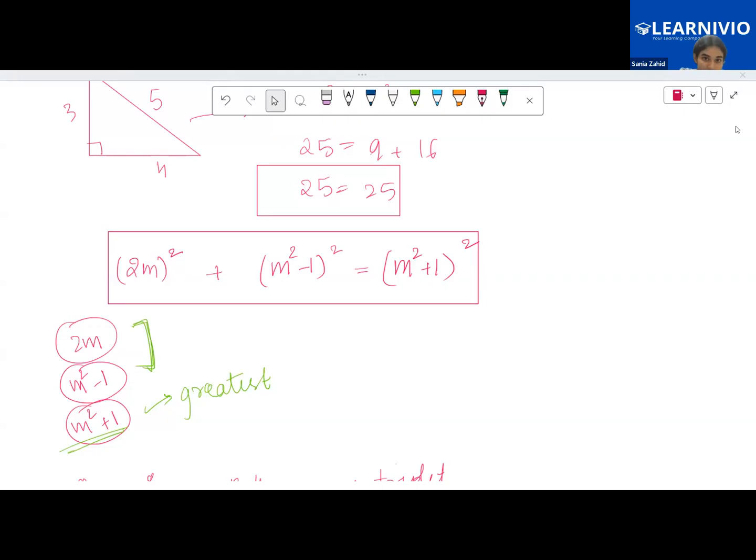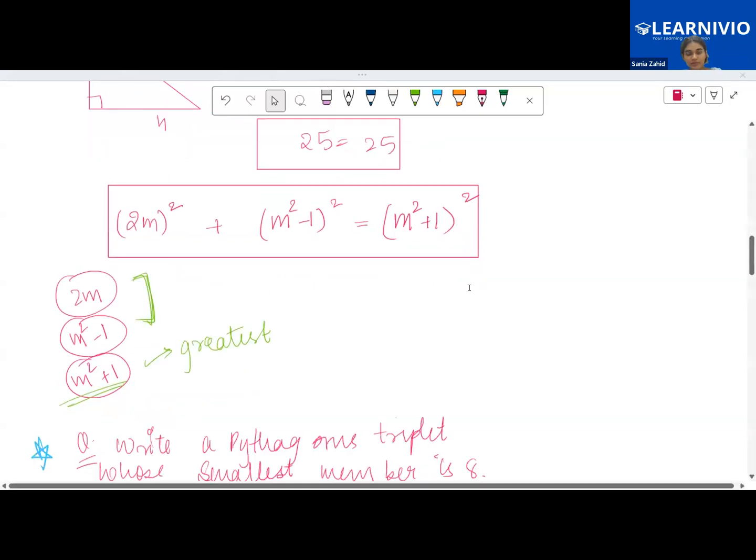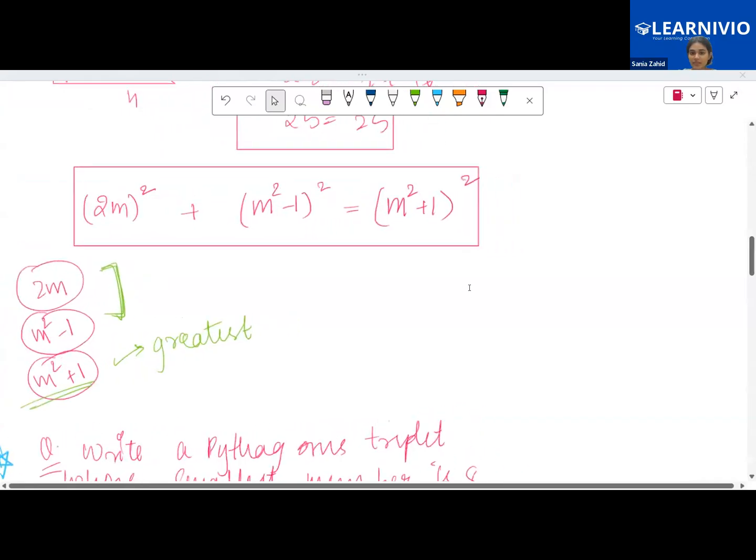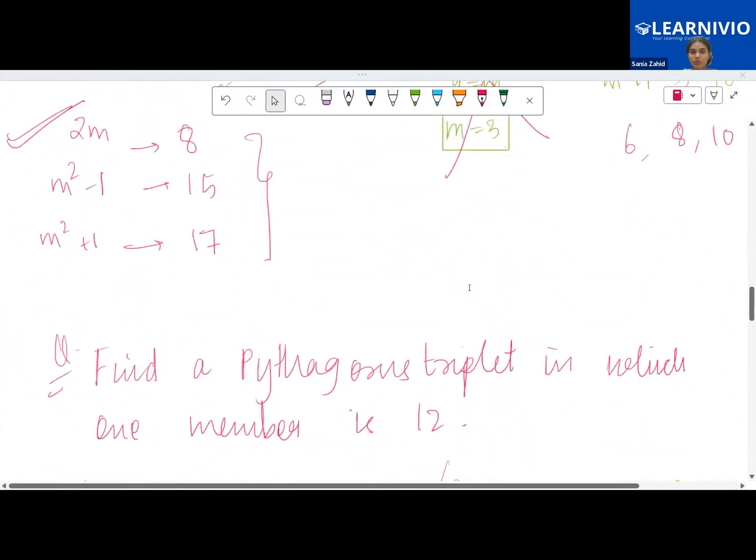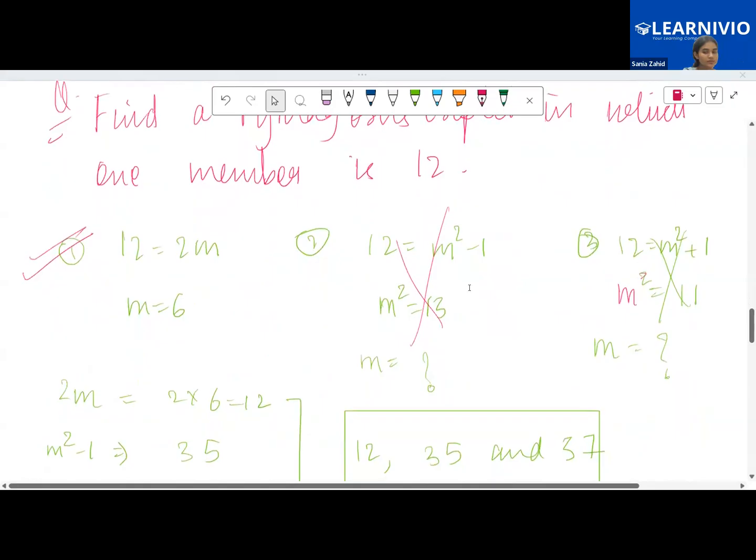Okay, so Mustafa, please study that there is a general form for writing all the three Pythagoras triplets, which is 2m, m square minus 1 and m square plus 1, right? And amongst these, m square plus 1 is the greatest if you remember. Isn't it? Then we practiced various questions. Now I also gave you a homework question. Did you complete your homework?